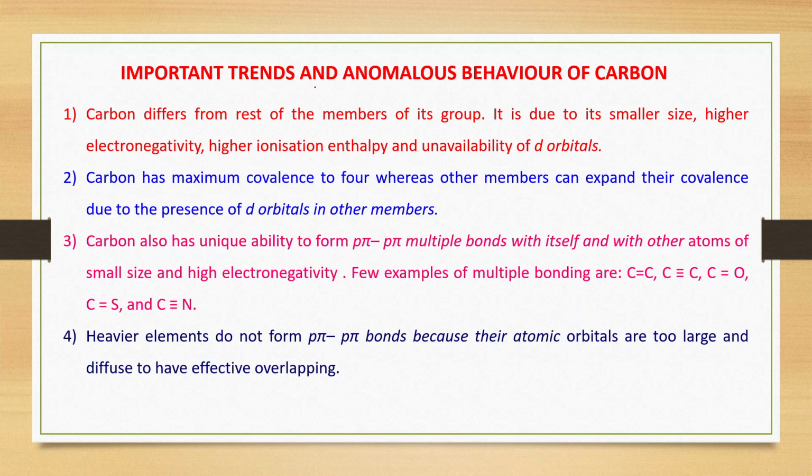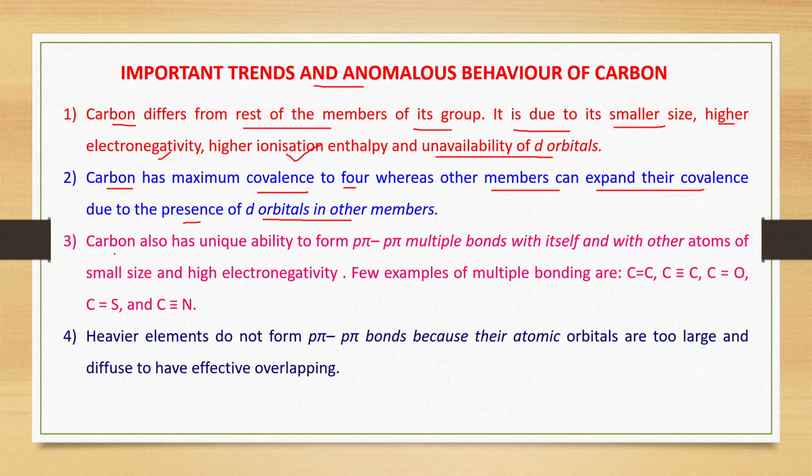Now, important trends and anomalous behavior of carbon. Carbon differs from the rest of the members of its group. It is due to its smaller size, higher electronegativity, higher ionization enthalpy, and unavailability of d orbitals. Carbon has a maximum covalency of 4, whereas other members can expand their covalency due to the presence of d orbitals. Carbon also has the unique ability to form p-pi multiple bonds with itself and with other atoms of small size and high electronegativity.